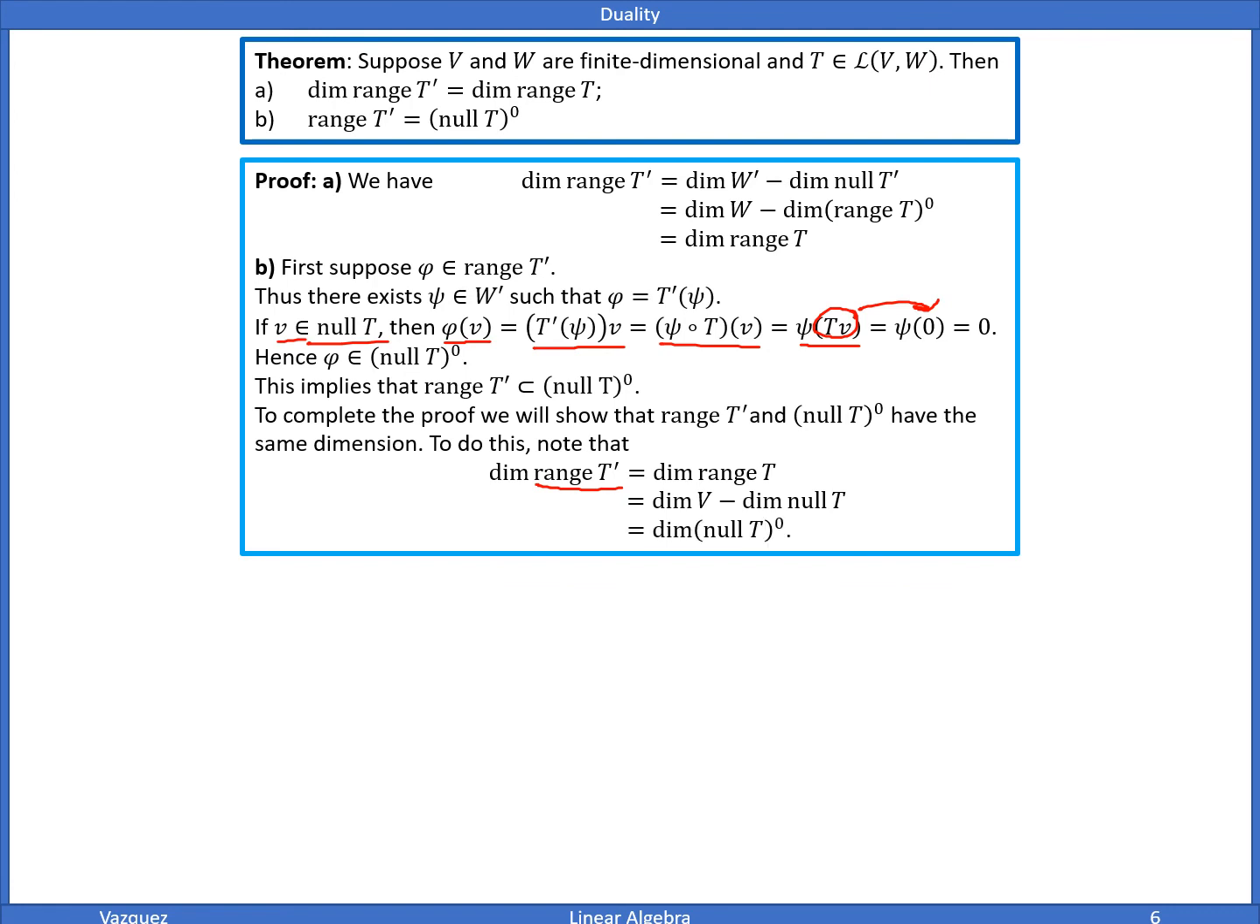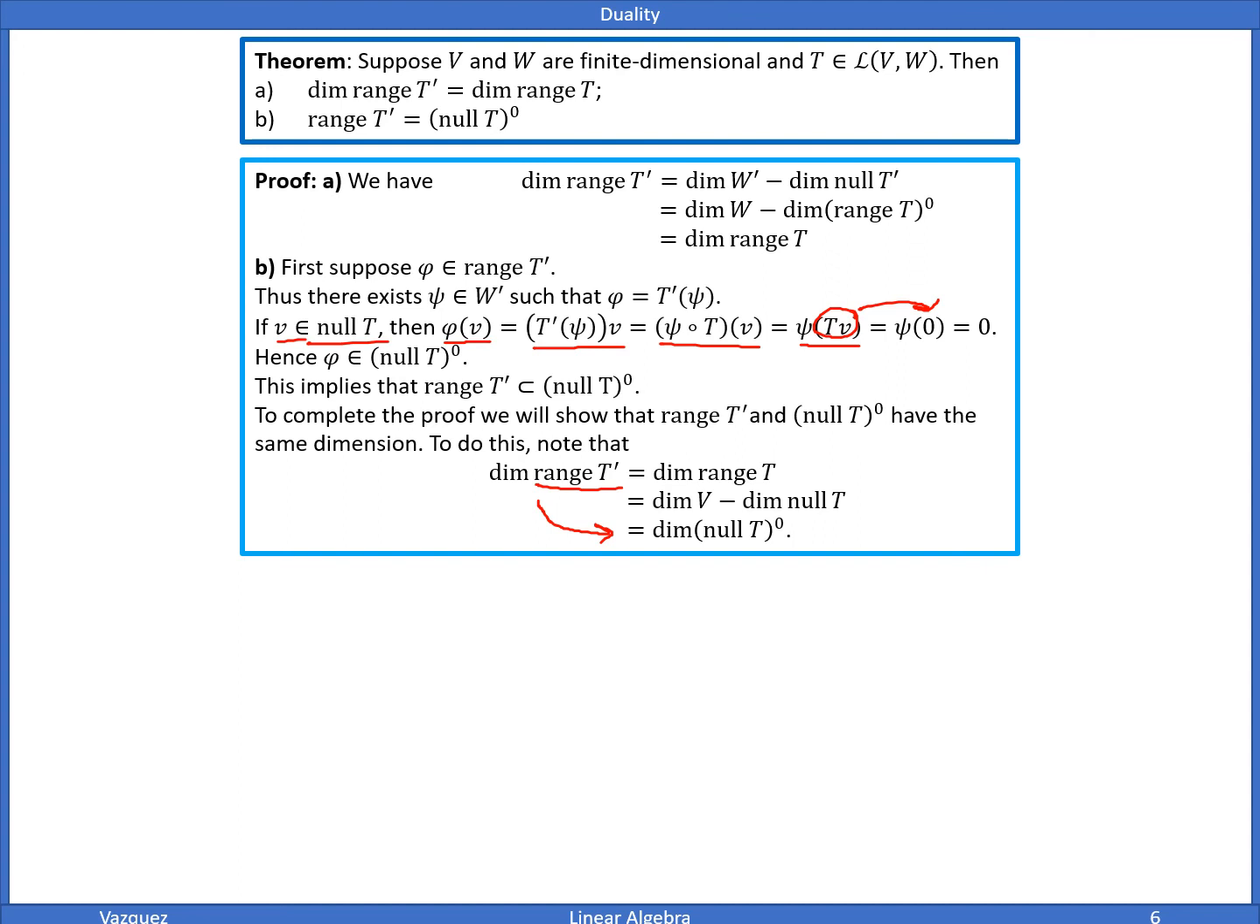And we know from the previous theorem that the dimension of V is equal to the dimension of the null T plus the dimension of the annihilator of null T. That's where we get this next equality from. And therefore we have shown that the dimension of the range of T prime is equal to the dimension of the annihilator of the null space of T. And this concludes our proof.